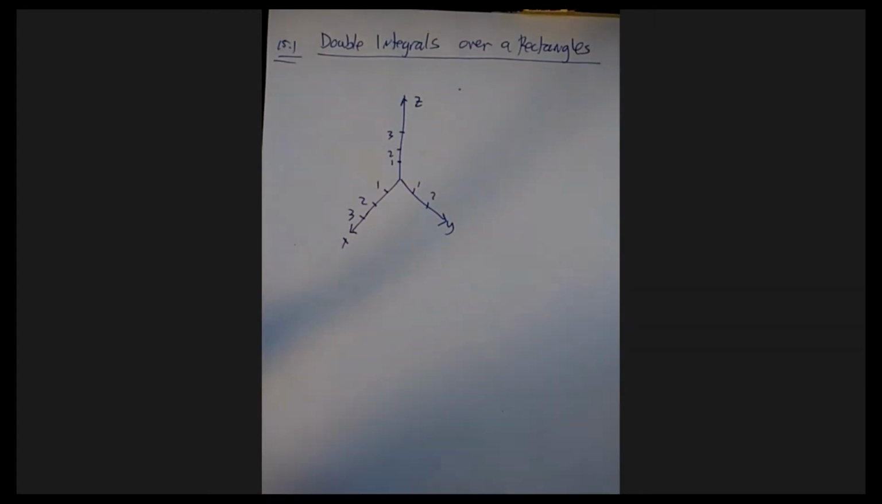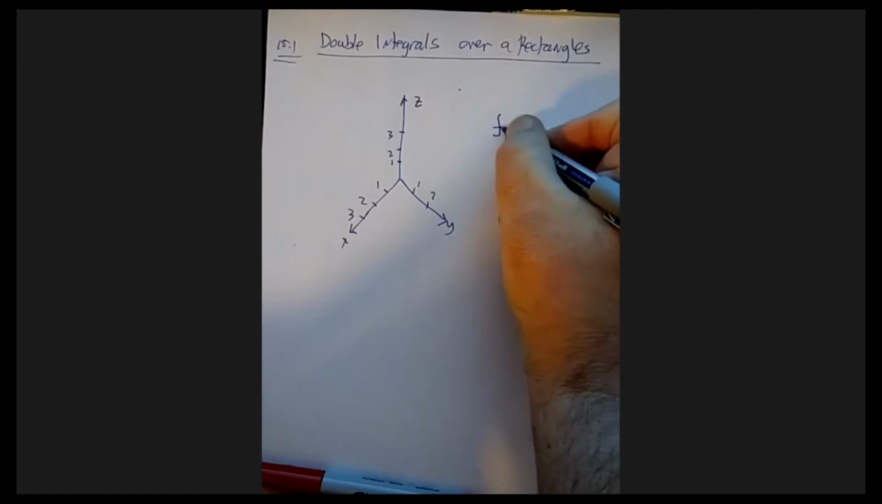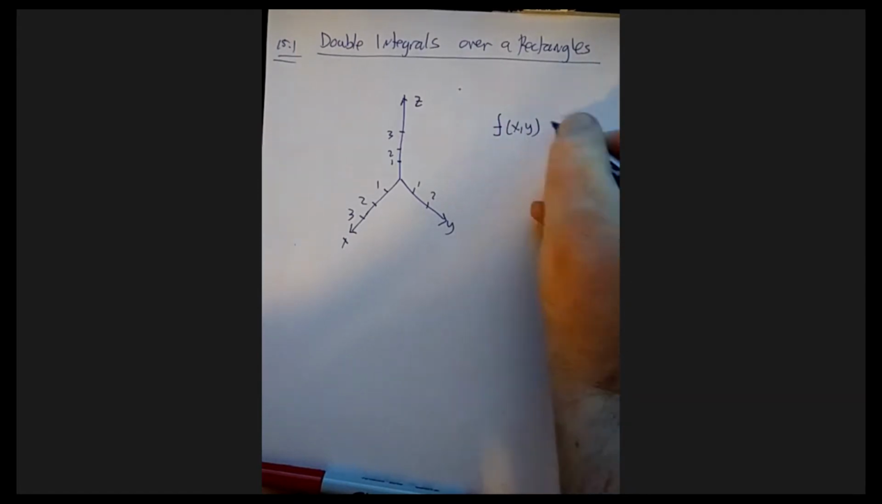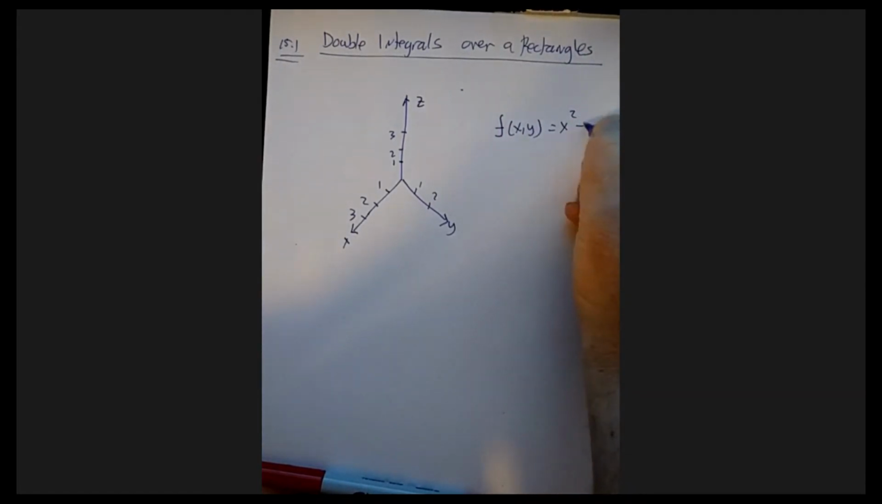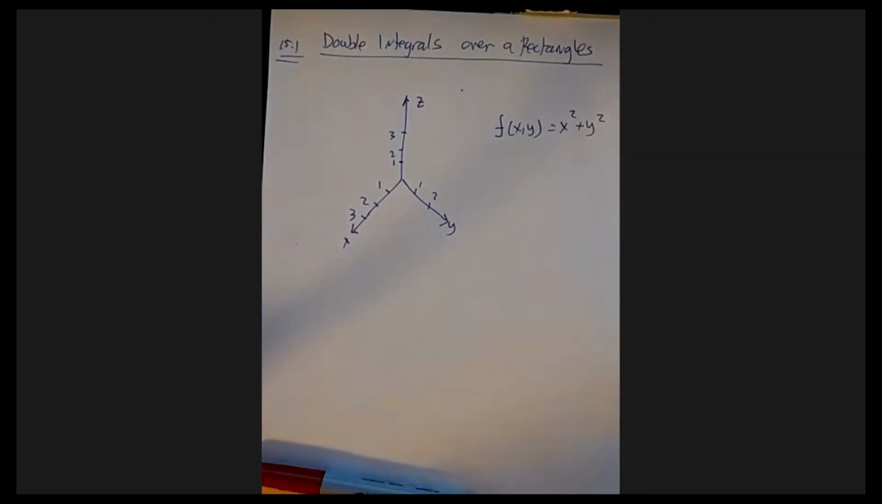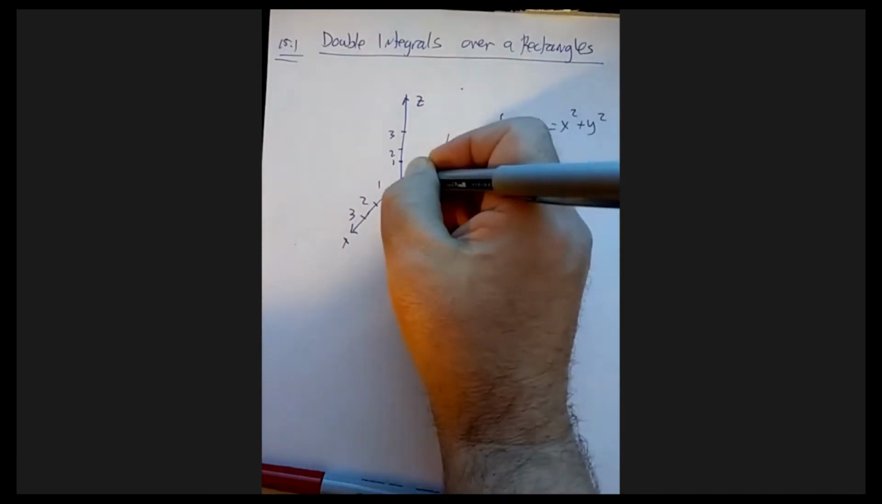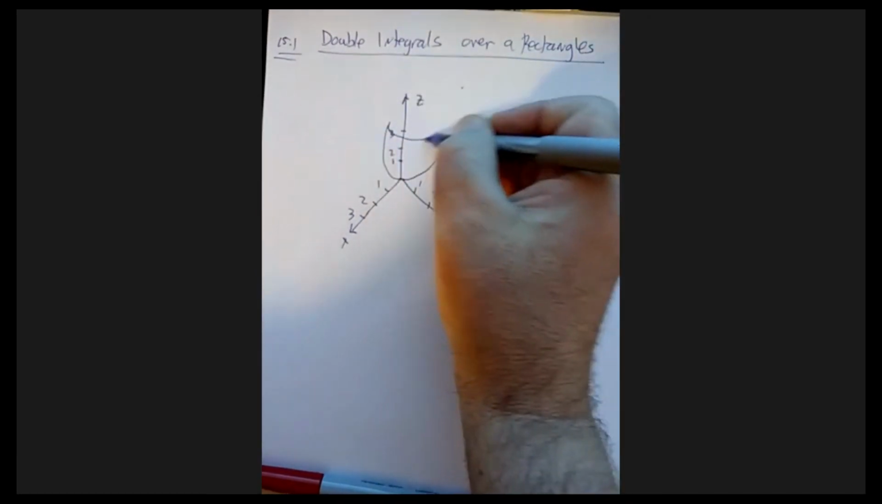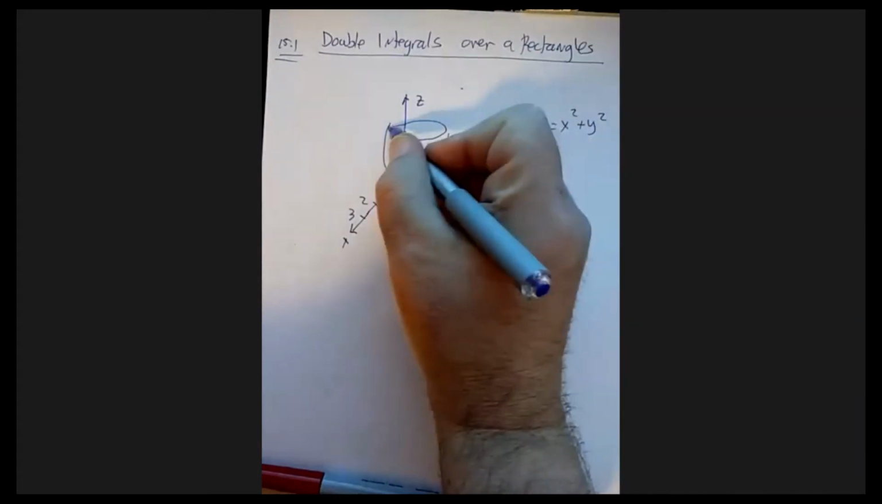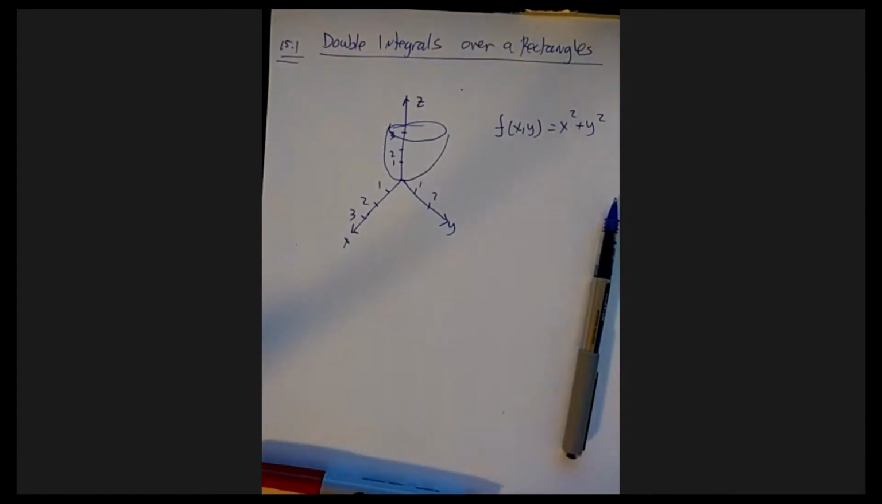Now, if you imagine that we have a function f of xy, and it could be something like x squared plus y squared, right? Something like that. If you try to draw that shape, this is where it gets really hard for me. It looks a bit like an acorn, right? Like an upside down cup.